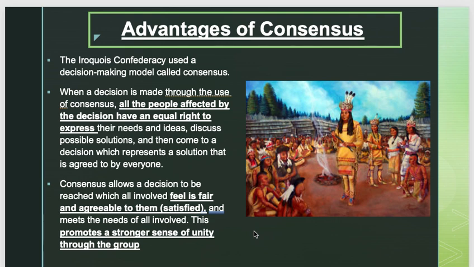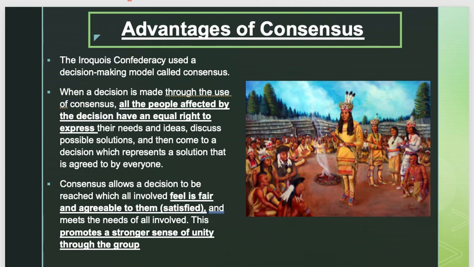And so with consensus, what are some advantages of it? First of all, people will have an equal right to express their needs and ideas. So that's obviously an advantage. All people in a society will be heard about every topic. We will hear what they have to say, which usually means that more people are going to be satisfied, right? Everyone gets to discuss solutions and come to a decision which represents a solution that is agreed upon by everyone. It allows a decision to be reached which all involved feel is fair and agreeable to them.